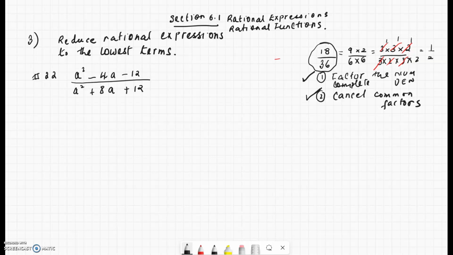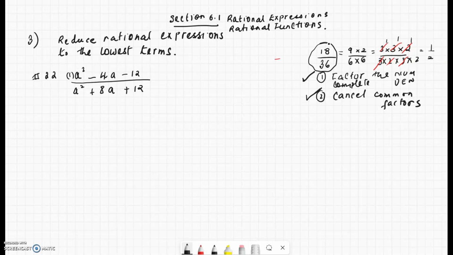We do something very similar here, but the first step is always factor the numerator and denominator completely. So let's look at this. That's a 1. So it's 1a squared minus 4a minus 12. So this is a quadratic polynomial.